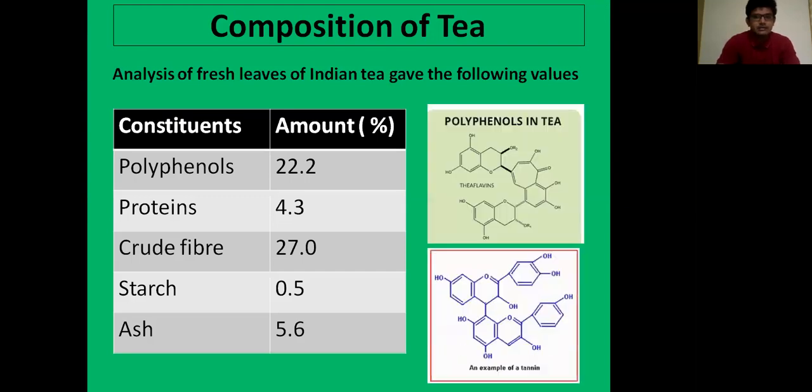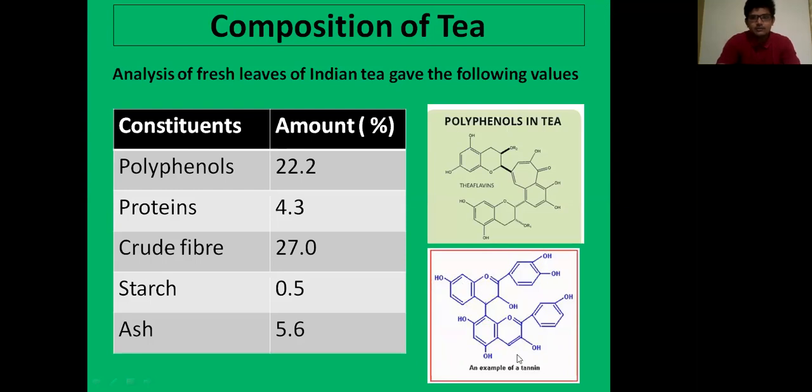So here basically the main chemical constituent is polyphenol, which is present at 22.2%. This is a structure of polyphenols in tea. We can see the various hydroxy groups present on the aromatic ring. That's why it is termed a polyphenol.